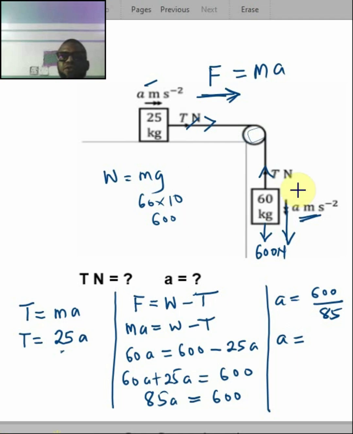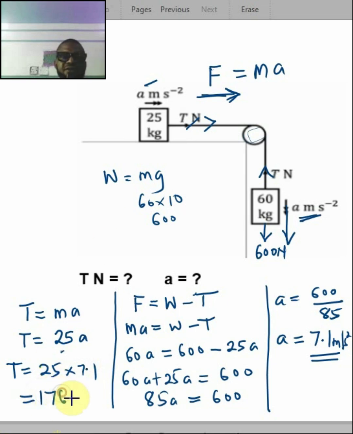So we have approximately 7.1 meters per second squared. Now my tension will become 25 times 7.1, and this will be approximately 176.5 newtons. Thank you for watching.